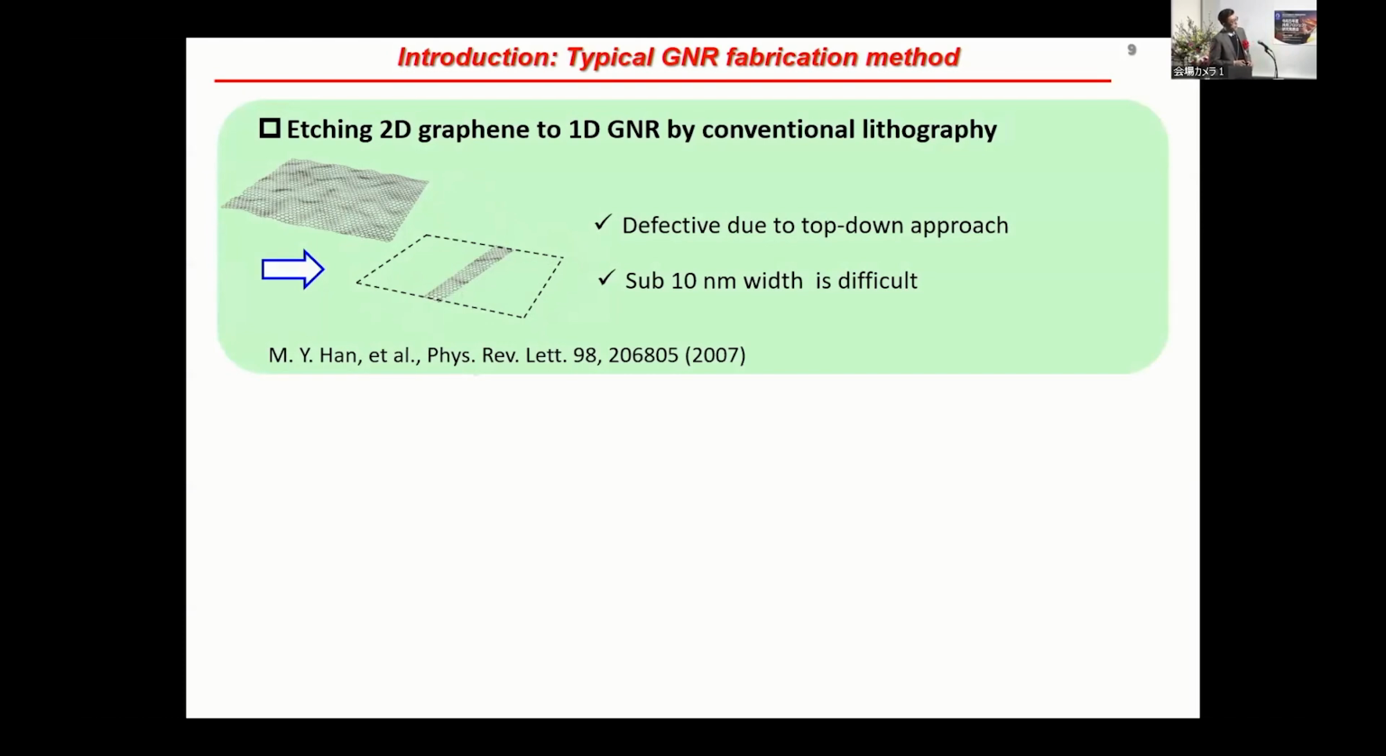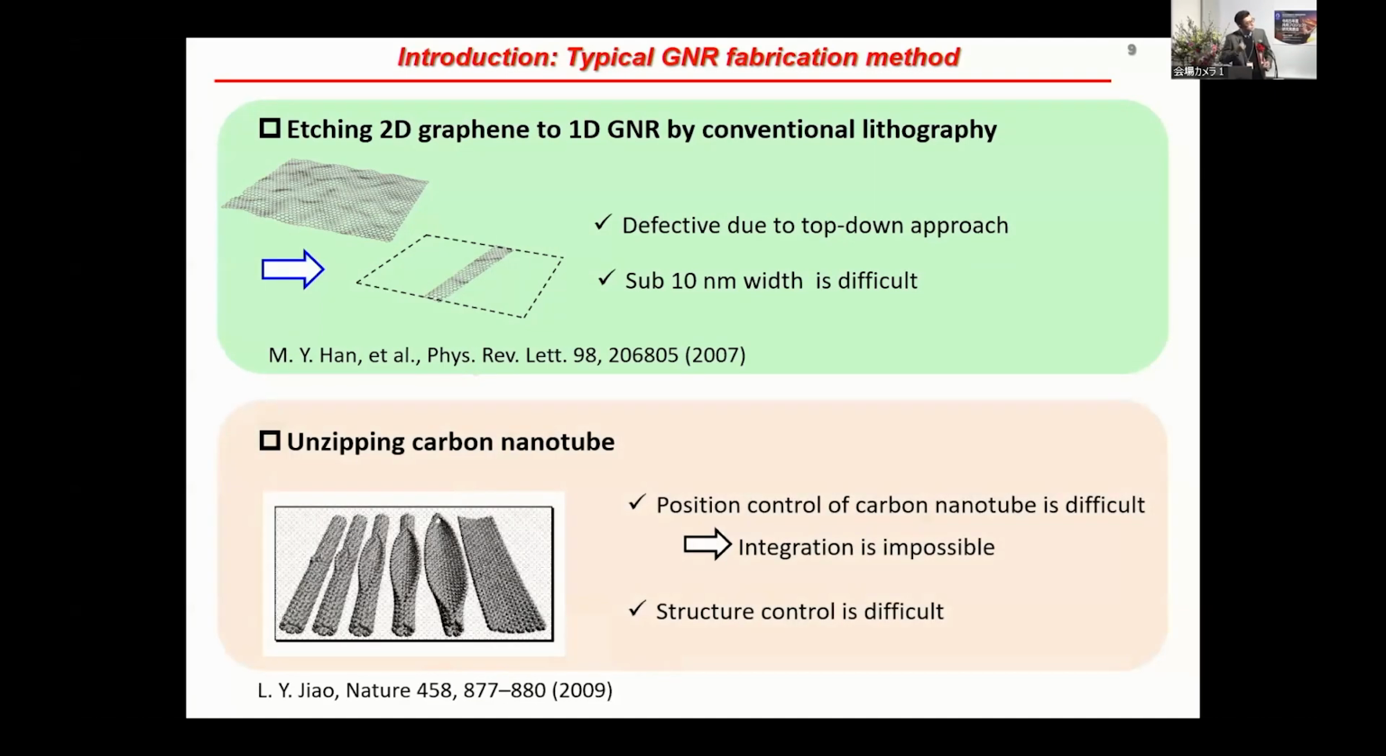The most popular one is the top-down approach using etching: fabricate 2D graphene using CVD or something, and then do electron beam lithography and etching. In principle, it's possible to get a nanoribbon of about 10 nanometer width with this method. But as I explained before, this is not perfectly scalable because of the problem in the initial quality of the graphene seed. Another way is the unzipping of carbon nanotubes.